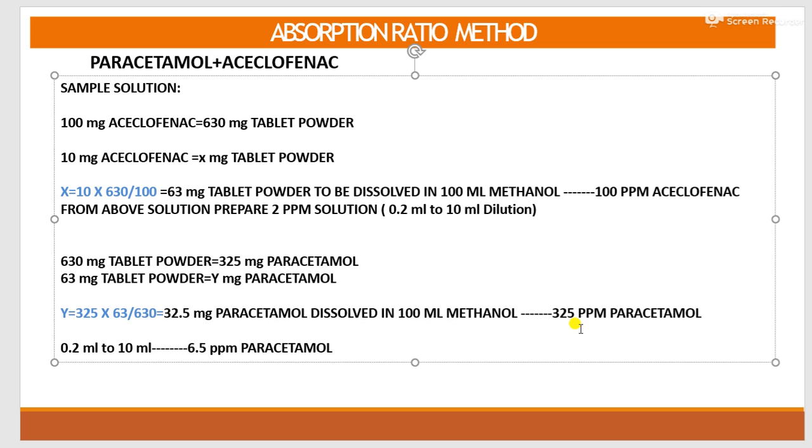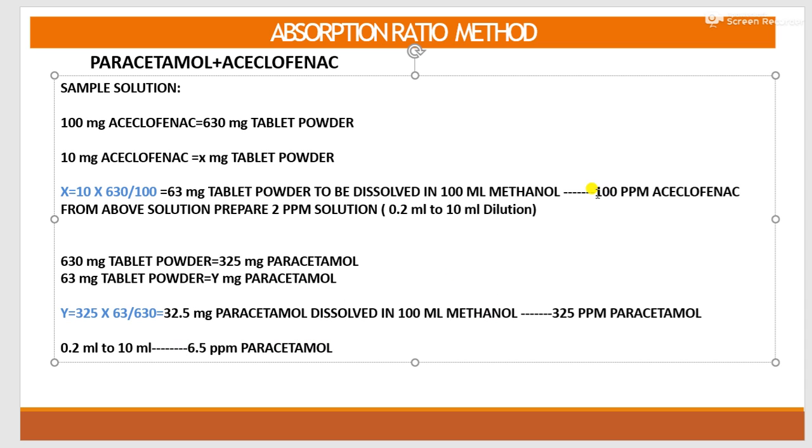So that comes to 325 ppm of paracetamol, and then you have to do a dilution. Sorry, not 10 times, you have to take 0.2 ml and dilute up to 10 ml. So it will give you 6.5 ppm. That means when this dilution was done, the concentration of paracetamol was 6.5 ppm.